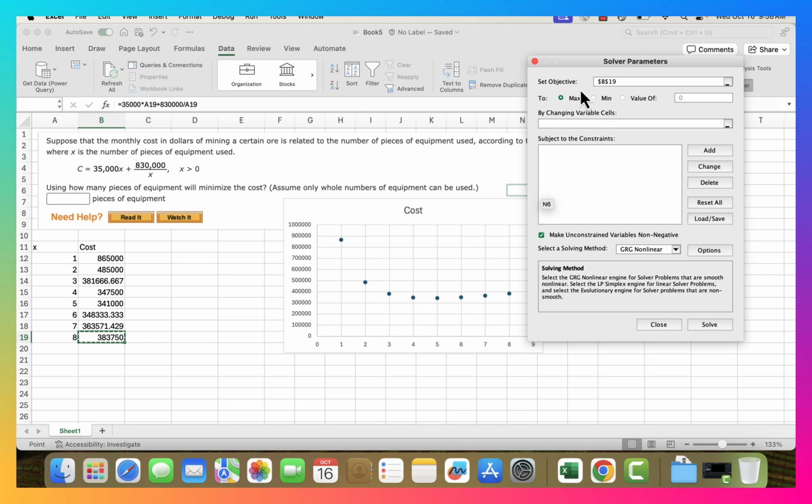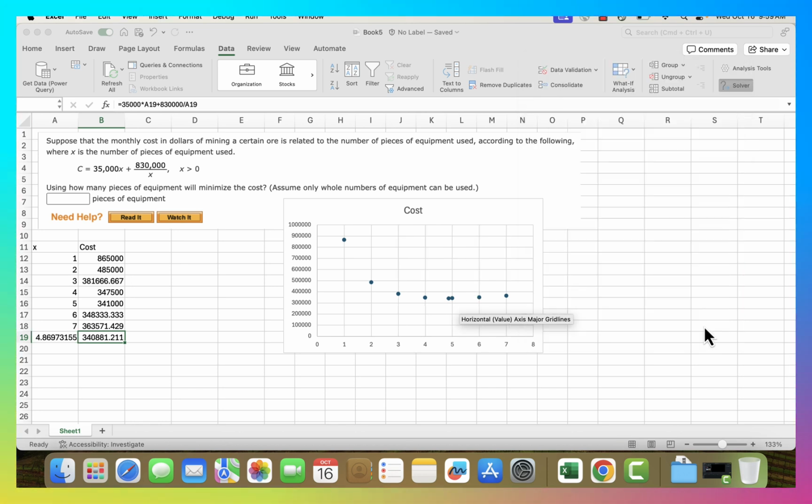Okay, to solve parameters, set the objective. So my objective is to minimize the cost. So my objective function is in the cost column. To change from max to min, by changing the variable cell, which is the number of units that created that value for the cost. Subject to constraints, don't worry about these for the moment. Unconstrained variables should be non-negative because we don't want to deal with a negative number of units, and you'll want the non-linear solving engine. Then solve.